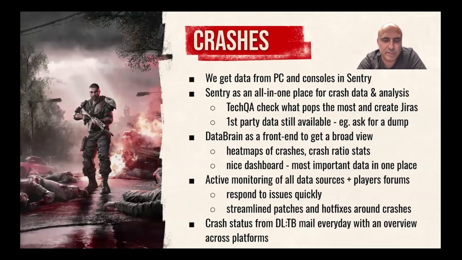So we are using Sentry right now. We aggregate all the data from PC and consoles in one place, and this is very, very handy for us because it is all in one place to analyze and get some stats. Tech QA is just looking inside and puts Jira tickets on the top offenders. We still got access to Recap and all that, let's say, first-party regular stuff. We could ask for a dump if needed, and everything still works. And Data Brain, as I mentioned, is for the performance, but there is also a crash view, like you see the heat map. It's a very nice and handy tool as well.